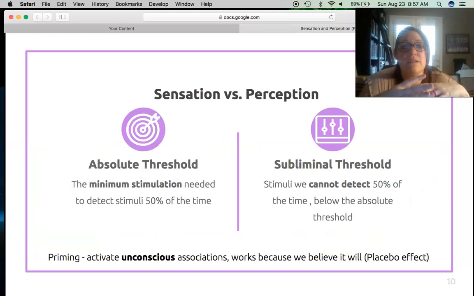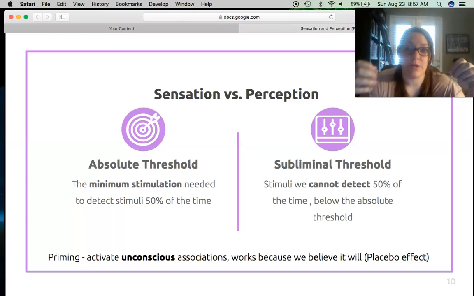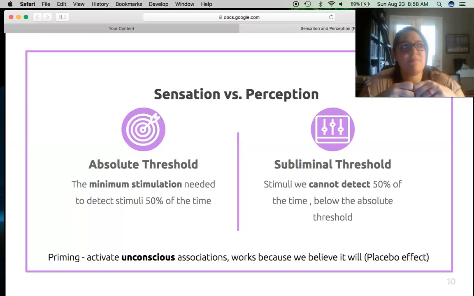So within this idea of sensation and perception, we have a couple thresholds that we need to discuss. The minimum stimulation that we need is called the absolute threshold: the minimum stimulation that we need to detect a stimulus 50% of the time. So if I'm listening to the radio and I have to turn it way down because maybe I hear sirens or something, the minute that I hear those sirens is the absolute threshold. The minimum stimulation I need to detect 50% of the time.